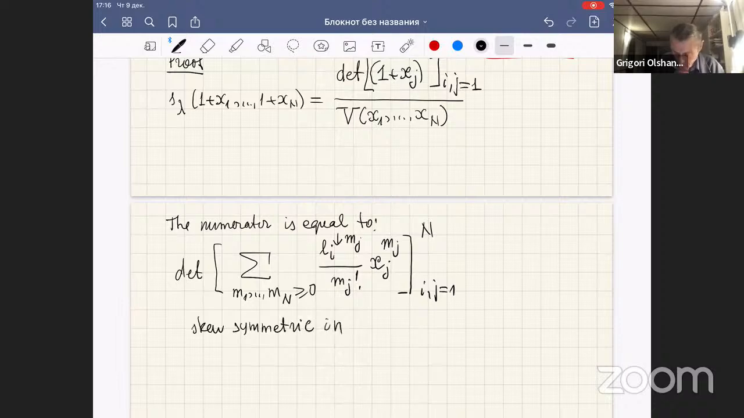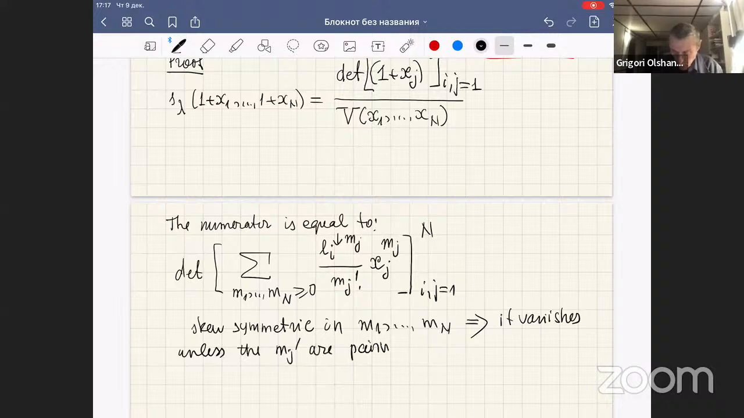in the variables, which is obvious, I think. Okay. And in particular, it vanishes unless they are pairwise distinct. So we can assume without loss of generality that they are distinct.